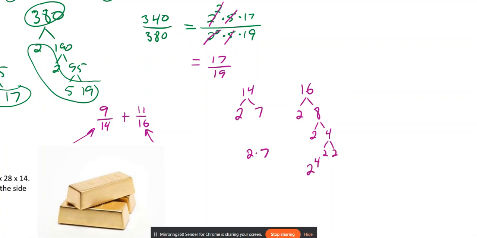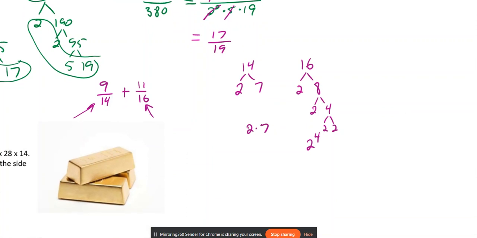Do you remember the rule for least common multiple? If the number shows up, we just write it down. So a 2 shows up, and a 7 shows up. And then I take the biggest exponent, if there's an exponent on them. So that's going to be 2 to the power of 4 times 7.